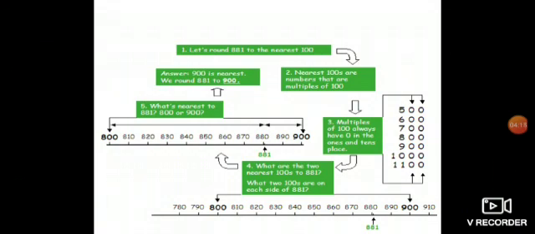See another example. Round off 881 to nearest 100. The two nearest hundreds to 881 are 800 and 900, which means that 881 lies between 800 and 900. It is nearer to 900, so it is rounded off to 900.